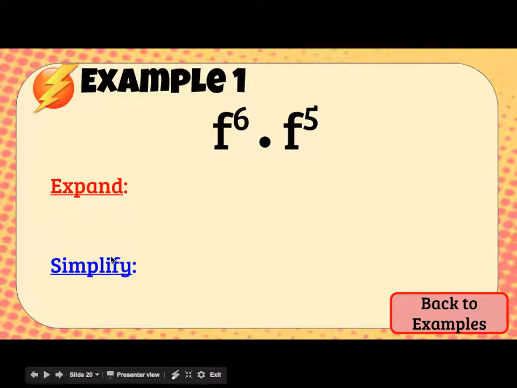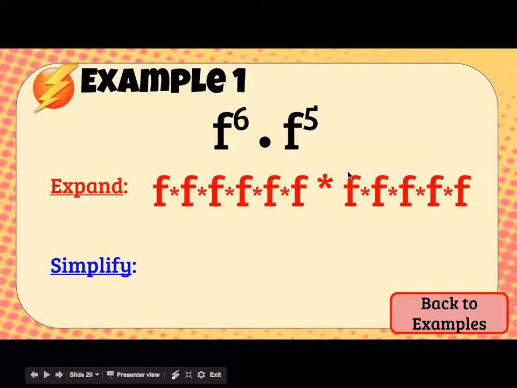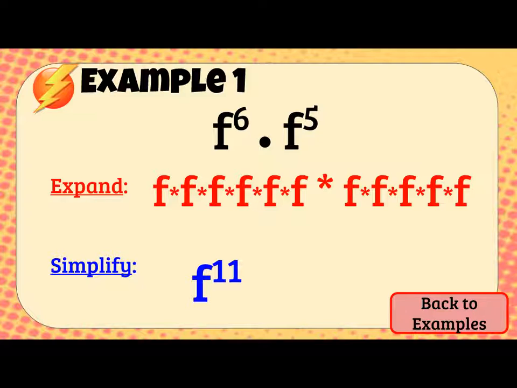So example 1 is f to the 6th times f to the 5th. What does f to the 6th mean? Well, that means f times f times f times f times f, 6 times. So if we were to write that expanded, it really looks like this. Then we look at this and ask, is there any way we can simplify this and write it with the fewest symbols? How many f's do we really have? We have f to the 11th. Now look at the exponents in the original problem. Where could that 11 possibly come from? Think about that. Okay, back to the next example.